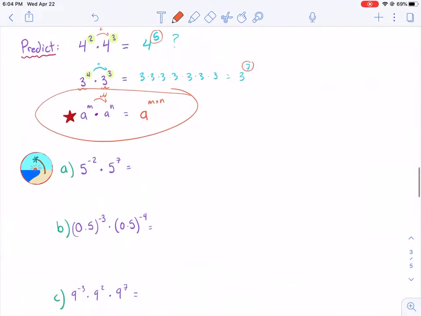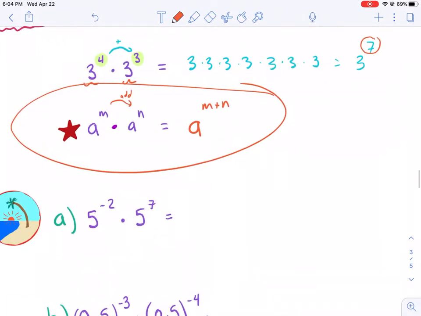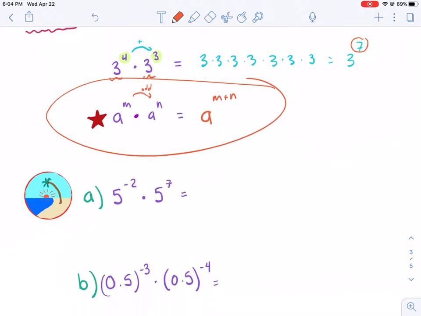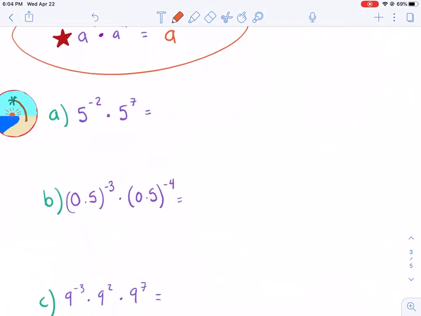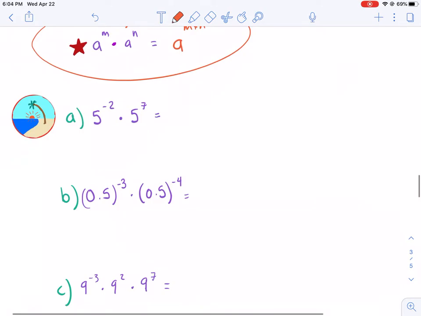Now that we understand the principle of multiplying exponents of like bases, we can apply it to some of these problems. So let's go over a few examples in section 7.2.